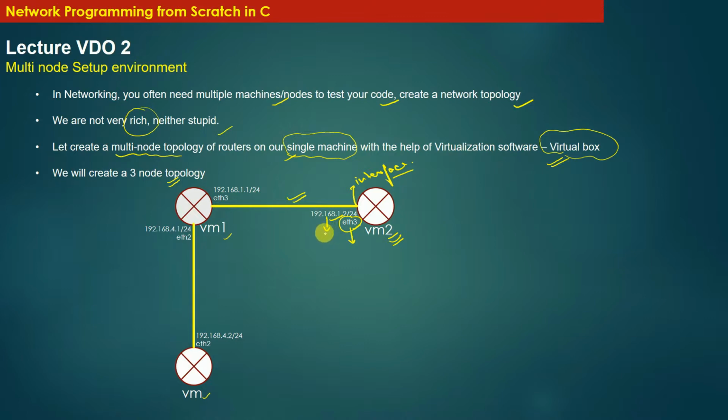I will show you how to create a 3-node topology using the virtualization software VirtualBox, and I will show you how to configure the interface name, interface IP address and interface MAC address, and how to set up the communication between these routers. Note that VM, VM1 and VM2 are routers, that is, L3 routers.